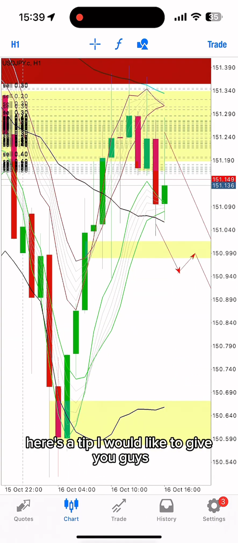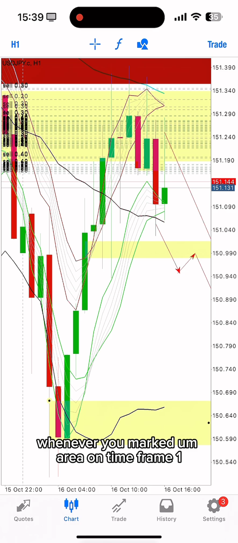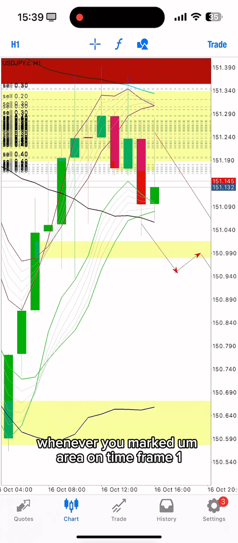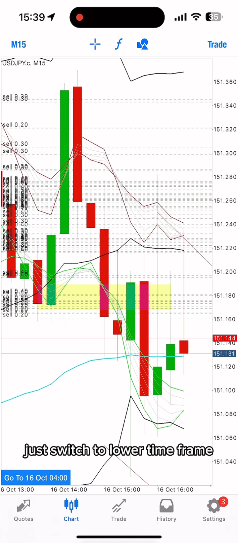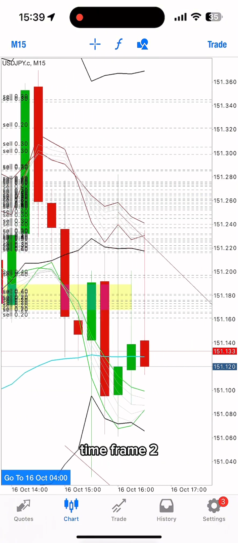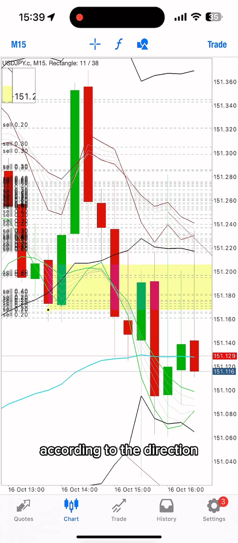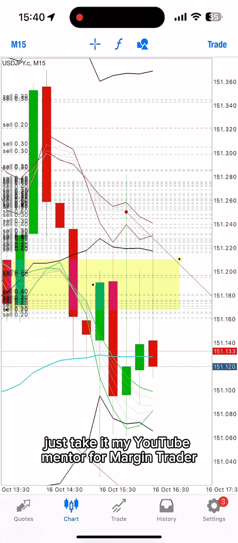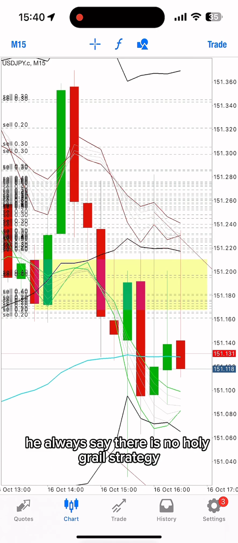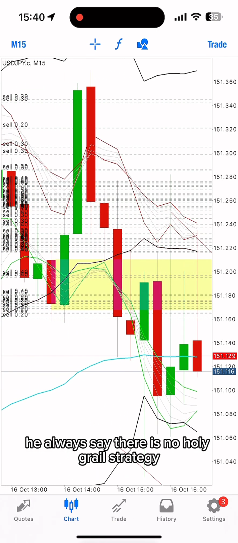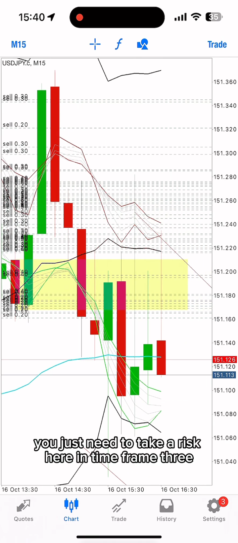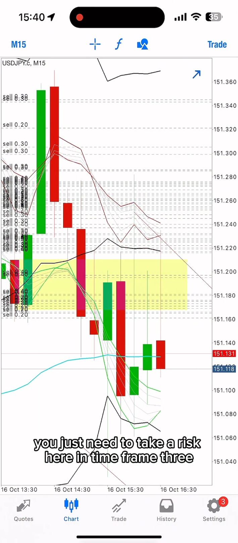Here is a tip I would like to give you guys. Whenever you mark an area on time frame 1, just switch to lower time frame 2, and see if the marked area is near EMA 50 or top BB or low BB according to the direction. Just take it. As a mentor for margin traders, we always say there is no holy grail strategy. You just need to take a risk.